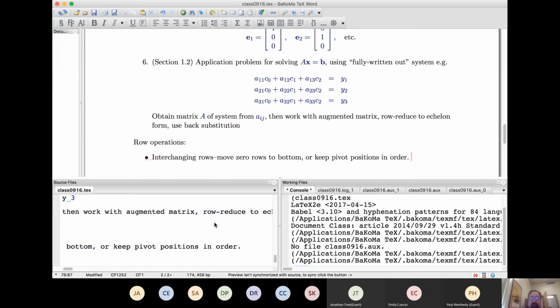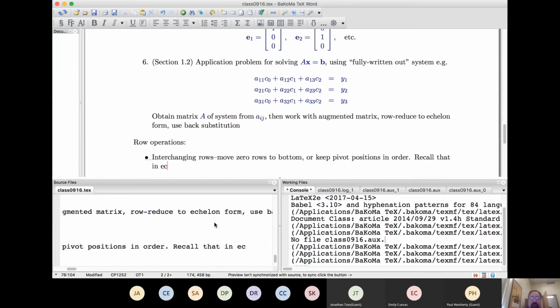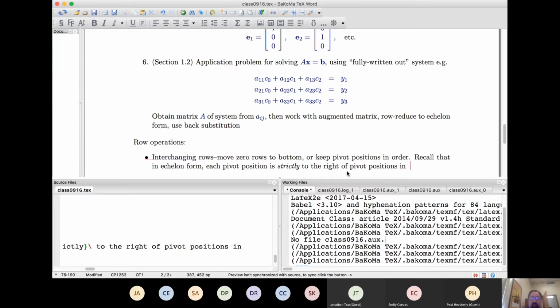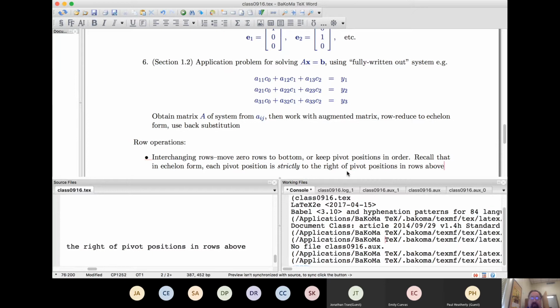And the reason for that is, in echelon form, each pivot position must be to the right within the matrix. So the pivot positions must always be ordered in such a way that they go from upper left to lower right. If they deviate from that, you should interchange rows so that they do appear in such a manner.